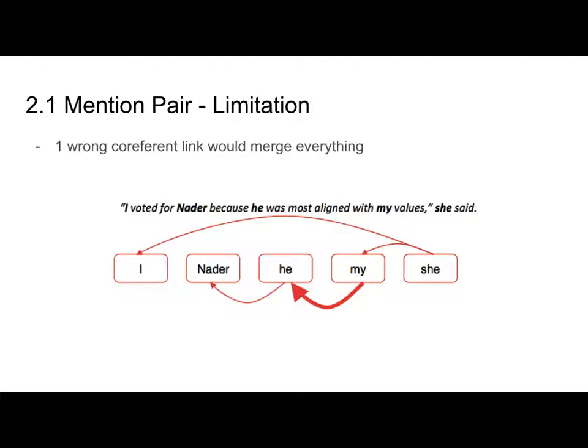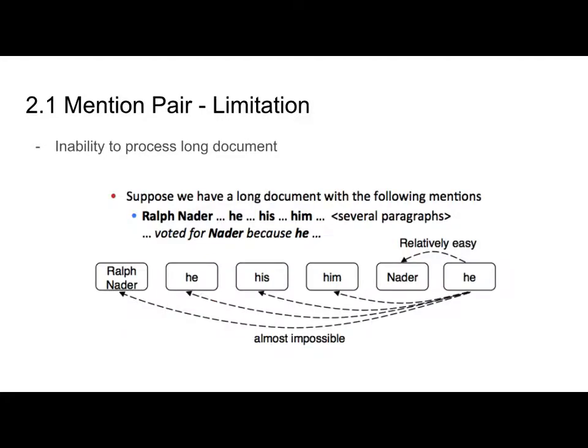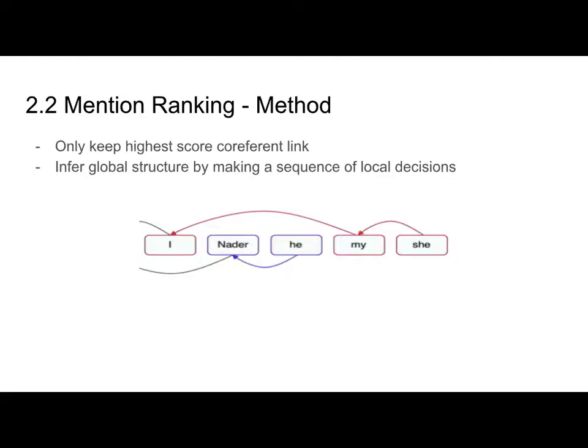The limitation for this approach is that if you generate one wrong link, everything will be merged together. And that will just mess everything up. One more thing is if you have a really long document, it's really hard or almost impossible to process it from the beginning to the end. So that is a challenge for this approach. How people overcome this is they only keep the highest score link and then they use local references to build the whole global structure of the referencing.